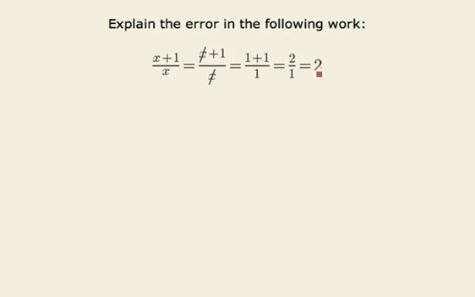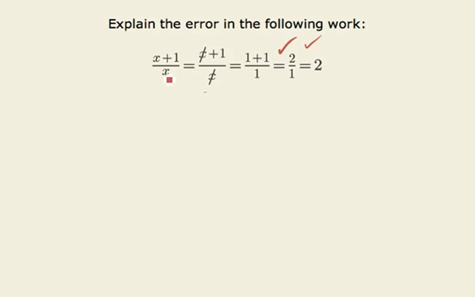Let me look at this going from right to left really quick. This equal sign is correct, right? 2 divided by 1 is in fact 2, so there's no error there. 1 plus 1 is equal to 2, and 1 is equal to 1. So this fraction, 1 plus 1 divided by 1, is the same as 2 over 1. So that equal sign is correct.